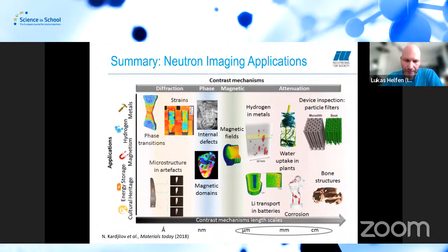Okay, that was just a concluding remark on what you can do with imaging. I just showed you one small part here, lithium transport in batteries, which is due to the high sensitivity of the neutrons towards lithium isotopes. You can have a look at bone structures. You can look at devices like particle filters, where you can look at soot inside the filter structures.